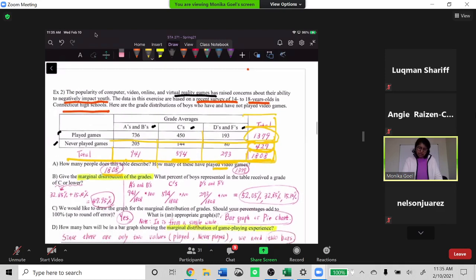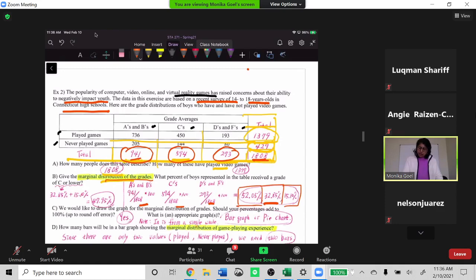Now the next. Give the marginal distribution of the grades. Now I have the marginal distribution. If I'm looking at the marginal distribution of the grade, I'm just going with this extra row and extra column with the grand total. So this 941 with 1808, 594 with 1808, and same thing here. And distribution of the grades. So A's and B's, how many? This. So that is for A, and that is for B, and that is for A's and B's, C's, and D's and F's. Questions up till this point?